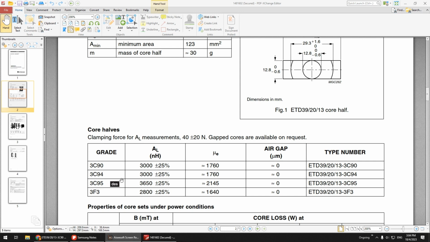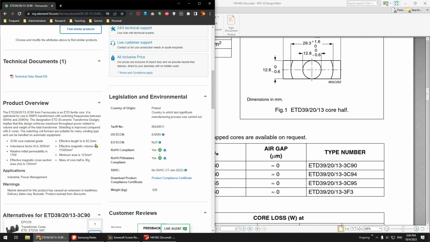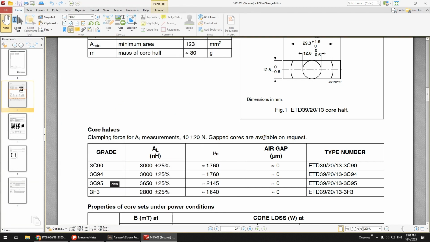And this is the grade. You have to look at the grade for this. I think it is 3C90. This is the material grade. This is for without air gap. If you have an air gap, it should be different. So for this case it is 3000, with plus minus 25%. So when you do the calculation, of course you have to account for plus minus 25%. It's not perfect.